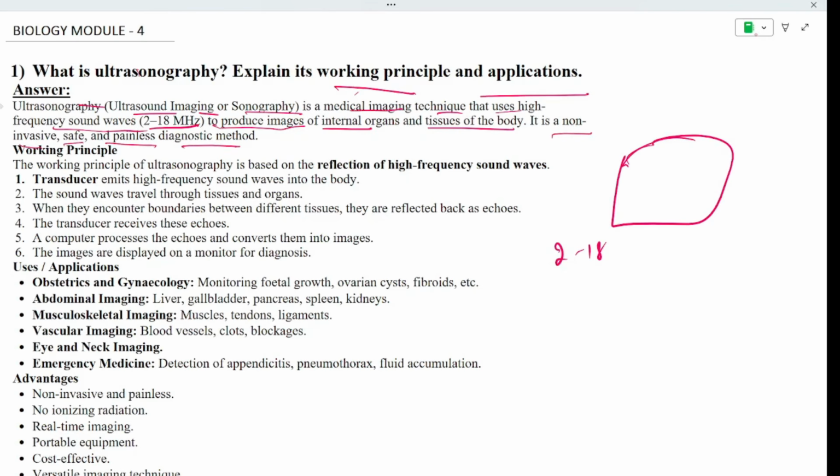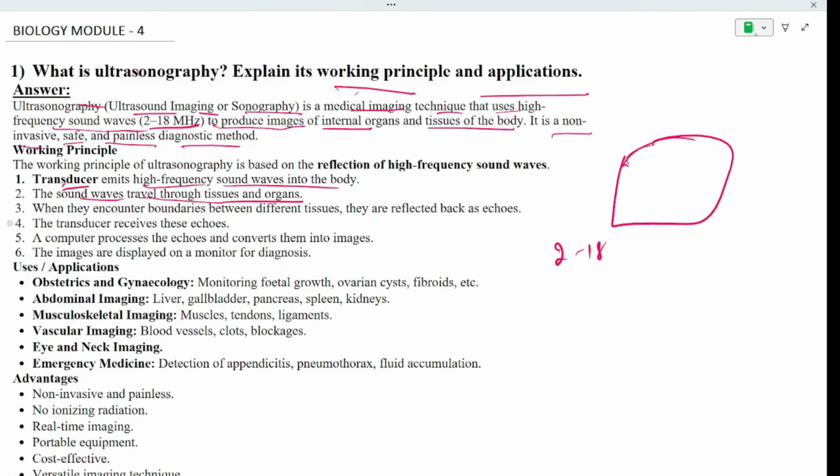Next, let's see the working principle. How does it work? First, the transducer emits high frequency sound waves into the body. After that, the sound waves travel through the tissues and organs, like whichever internal organ we require, they will travel through it.